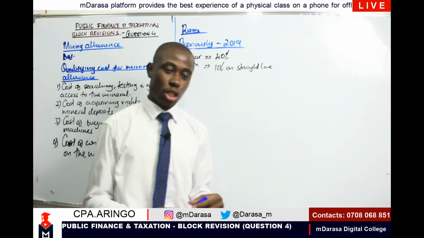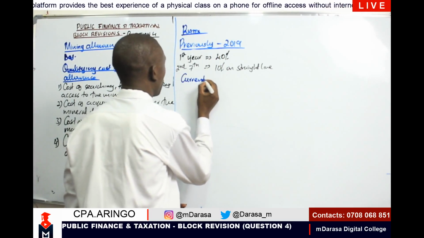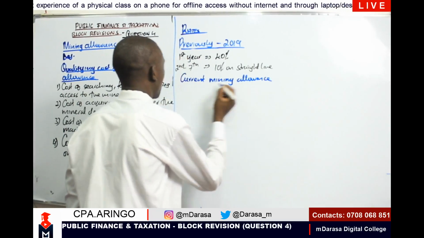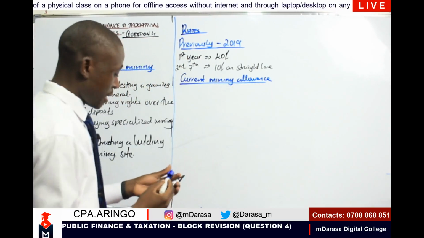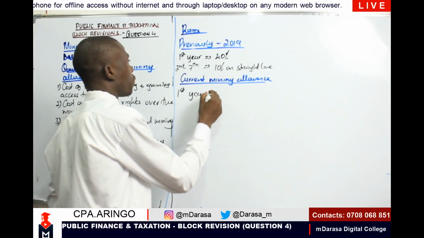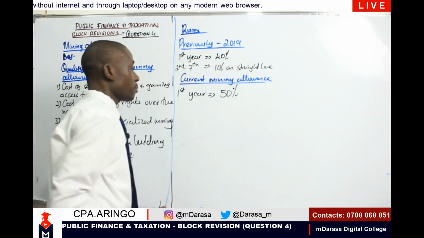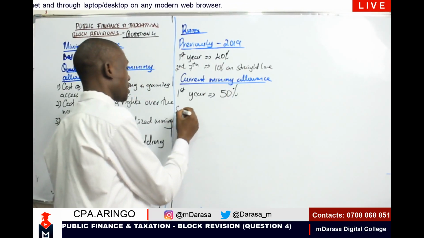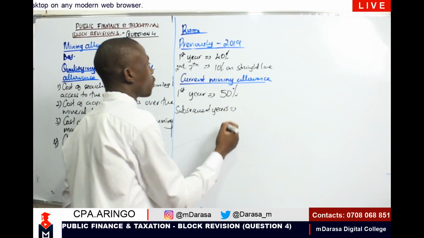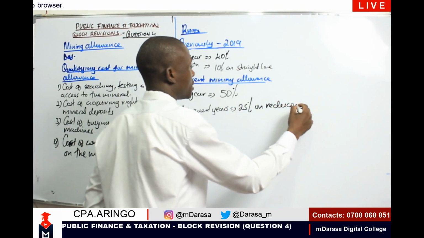But what about the current mining allowance rates? Talk of our current mining allowance rates. The first year of operation, we are going to provide this mining allowance at the rate of 50%. For subsequent years, we are going to provide mining allowance at the rate of 25% on reducing balance basis.